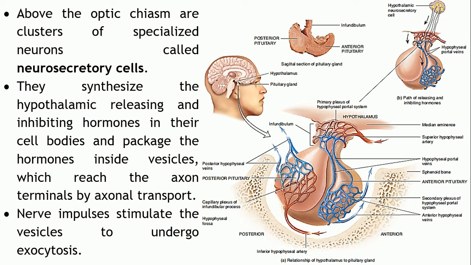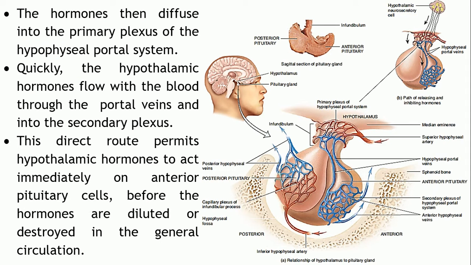Okay. Now, just above the optic chiasm, which we have already considered under the CNS, there is a cluster of specialized neurons, and these are known as neurosecretory cells. As you can see over here, in the superior region, that is in the hypothalamus, specialized neurosecretory cells are present. These neurosecretory cells synthesize the hypothalamic releasing and inhibiting hormones in their cell bodies. These hormones are packed into vesicles, and these undergo exocytosis. So, by the process of exocytosis, the hormone is released.